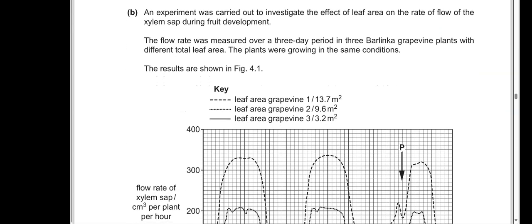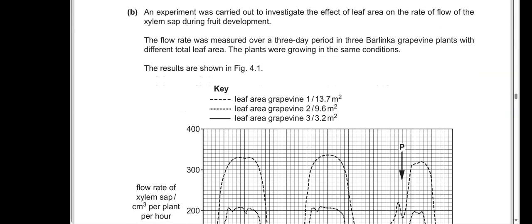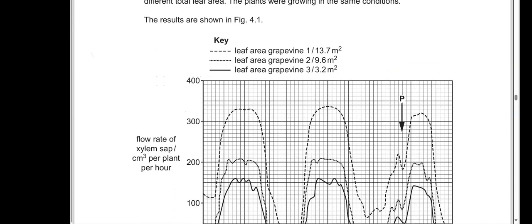Now, B part of it. An experiment was carried out to investigate the effect of leaf area on the rate of flow of the xylem sap during fruit development. The flow rate was measured over a 3-day period in 3 Barlinka grapevine plants with different total leaf area. The plants were growing in the same conditions. The results are shown in figure 4.1.